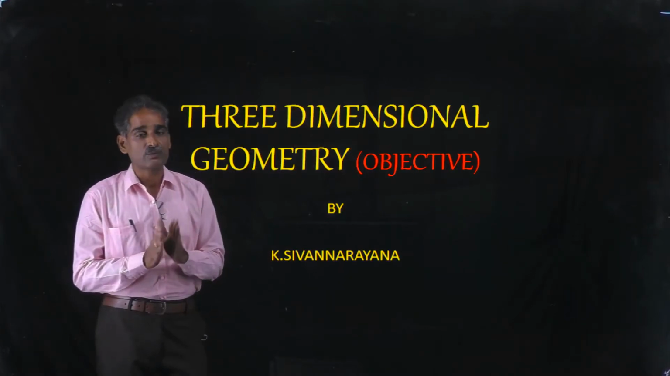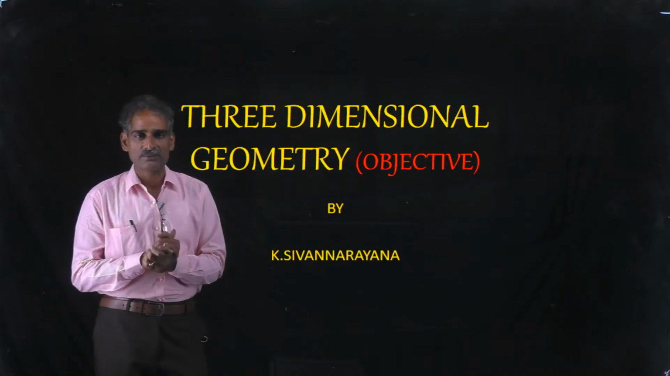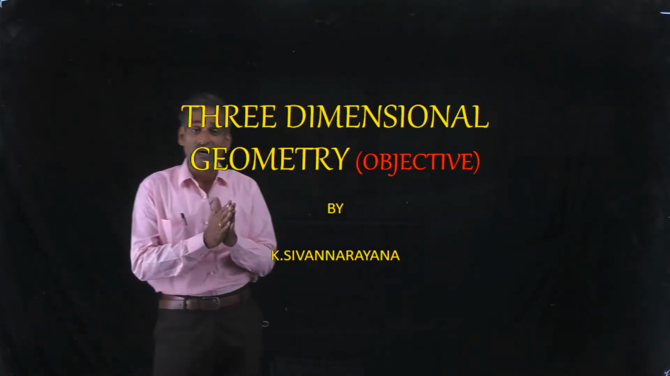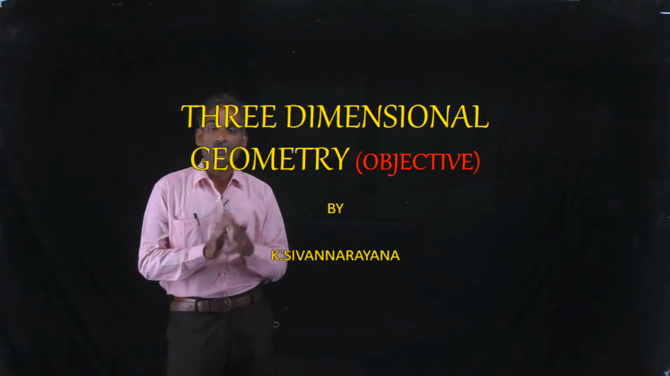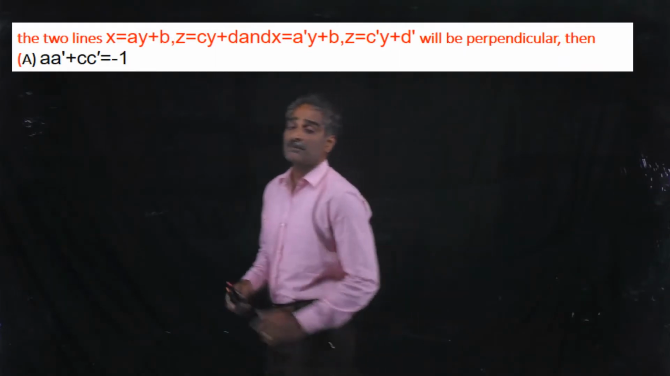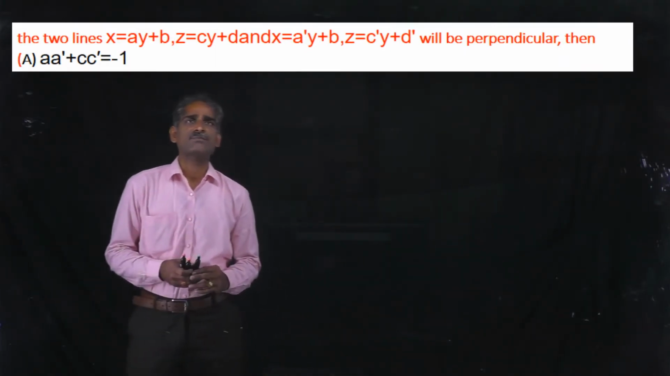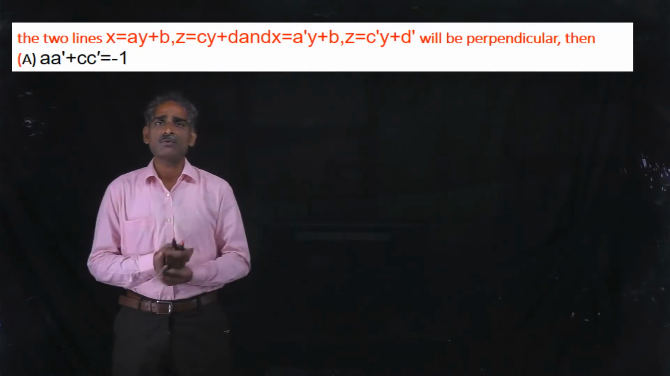So in this session we will discuss some previous questions which are given in the JEE Mains and Advanced exams. This topic is very easy, interesting and important. See this problem: if these two lines are perpendicular, what is the condition? But there are no lines.